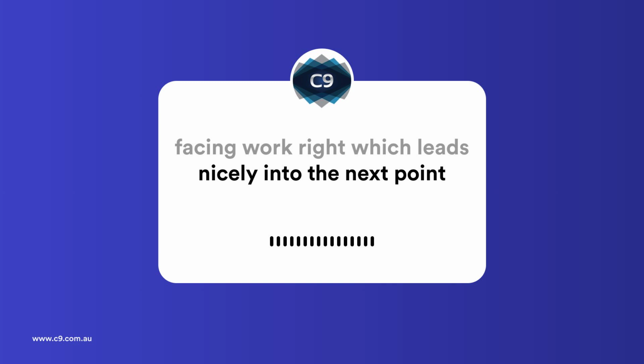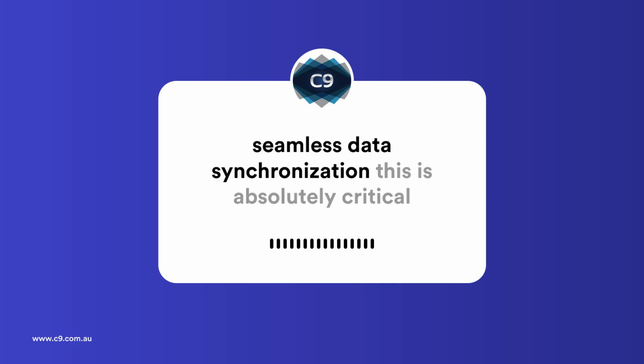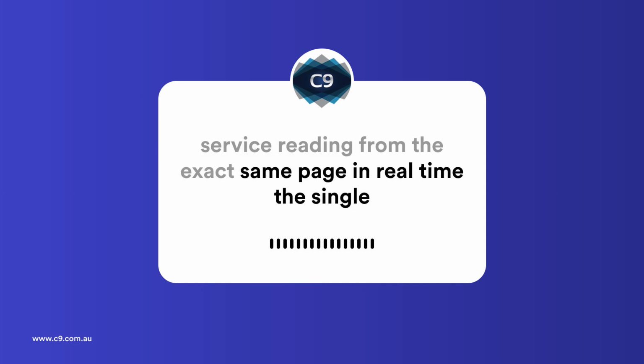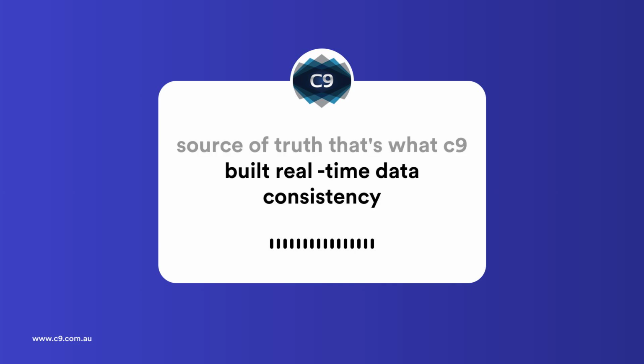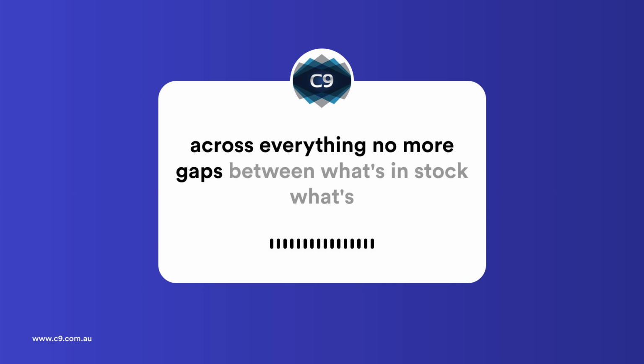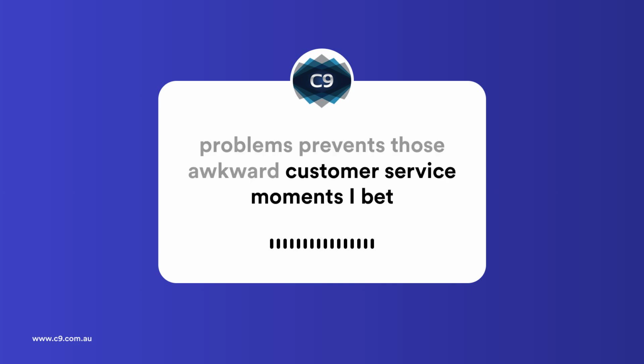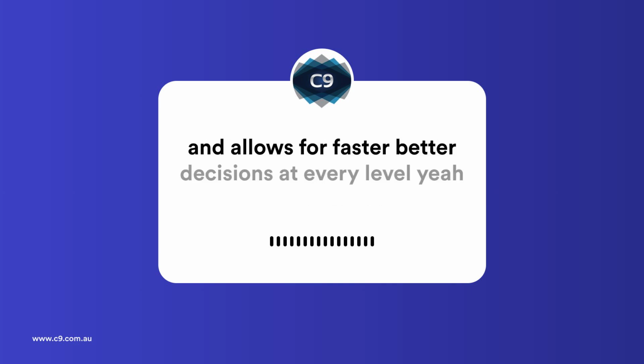Right, which leads nicely into the next point. Seamless data synchronization. This is absolutely critical. Imagine every part of your business, sales, stock, customer service, reading from the exact same page in real time. The single source of truth. That's what C9 built. Real-time data consistency across everything. No more gaps between what's in stock, what's sold, customer's last interaction. It just eliminates so many problems. Prevents those awkward customer service moments, I bet, and allows for faster, better decisions.